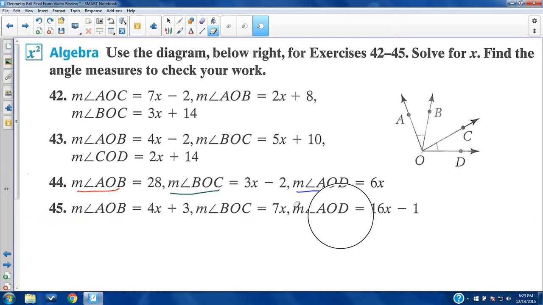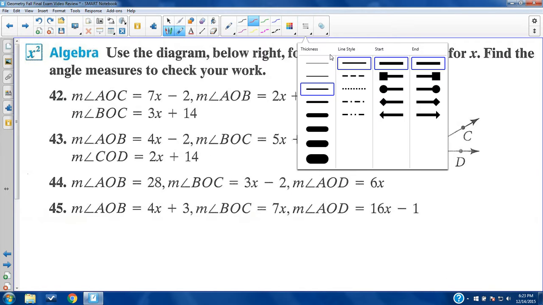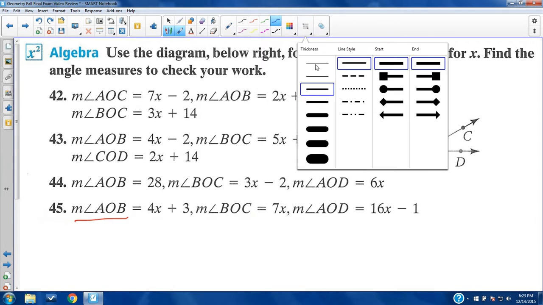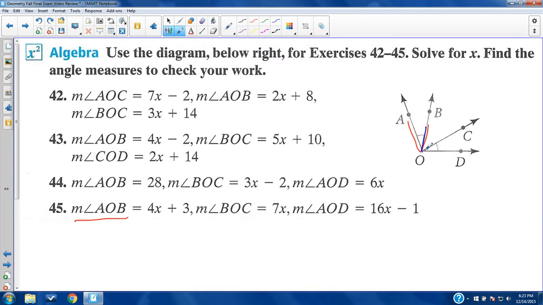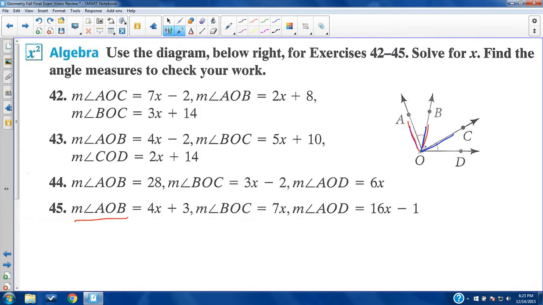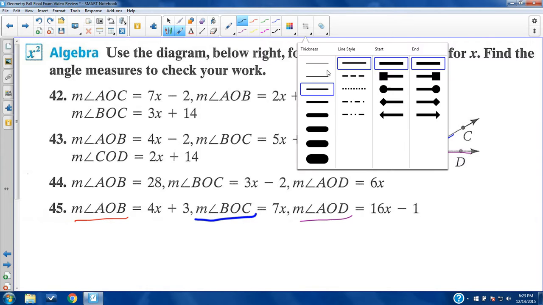Last one here, we have measure of angle AOB is 4x plus 3. Measure of angle BOC is 7x. Measure of angle AOD is 16x minus 1. So it's the same thing as the last problem. The only difference are the expressions. Otherwise this is the same kind of problem, except now there are different expressions.